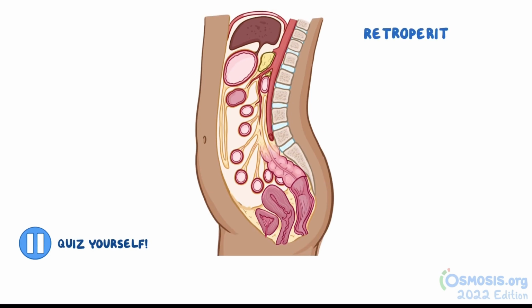Quick quiz. Can you remember which organs are retroperitoneal and which organs are intraperitoneal?